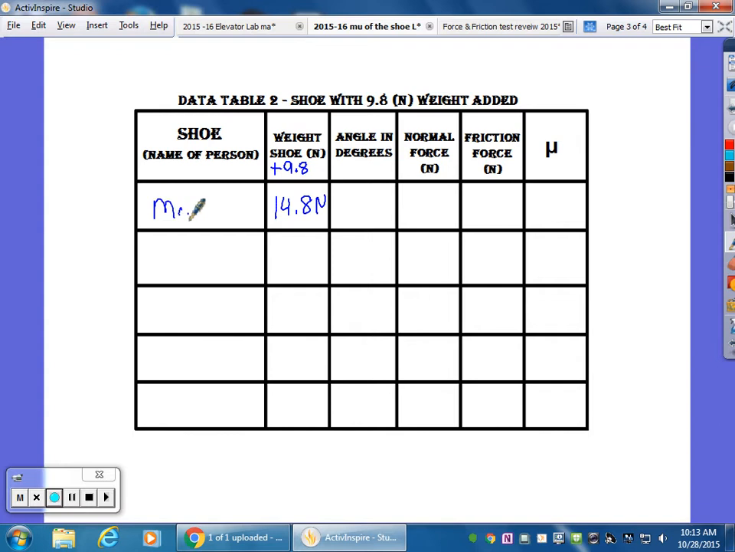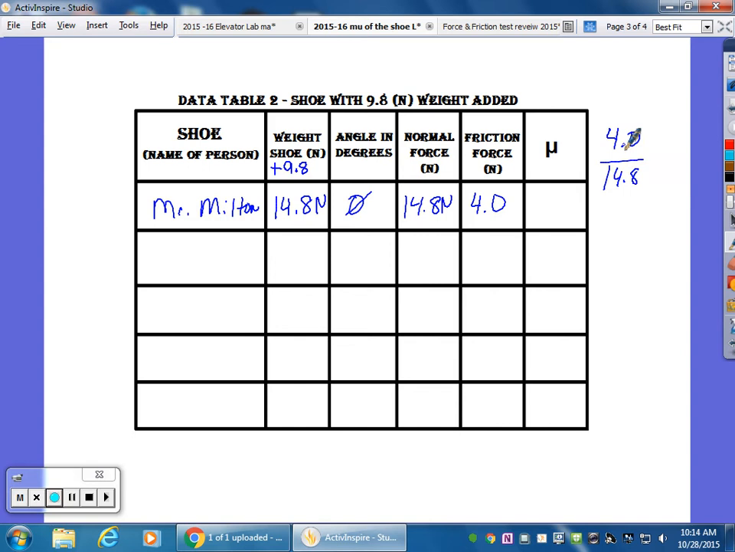Again, my name would go here, or your group members. Degrees is 0. This gets copied over to here. You can see that this data table is pretty easy, pretty quick. Then my drag force for this one was 4.0. And then I would take 4.0 and divide it by 14.8 to get the mu of my shoe.